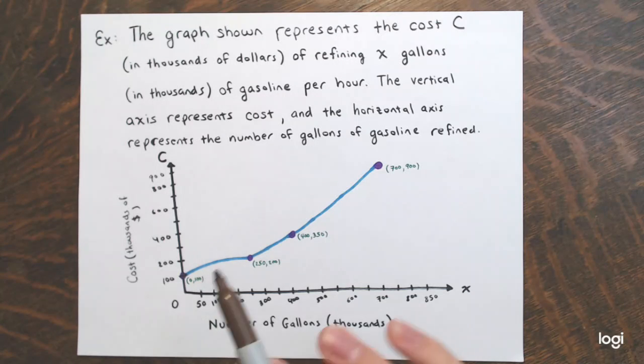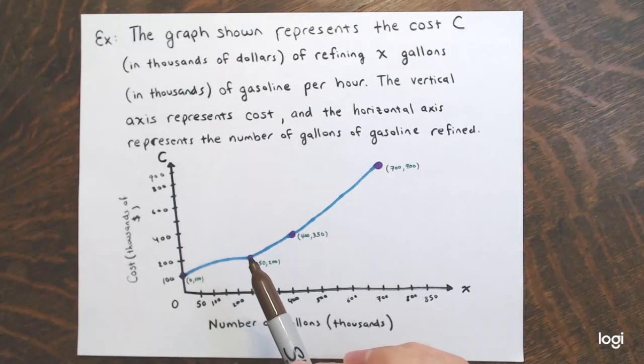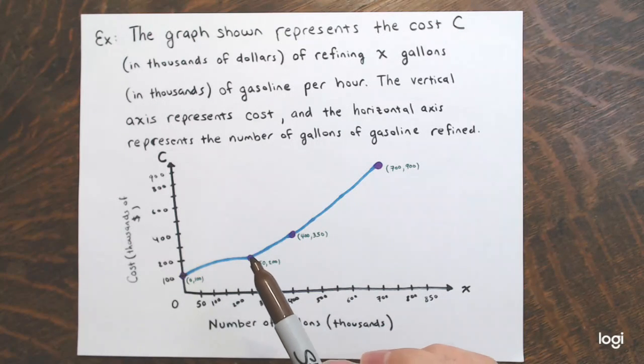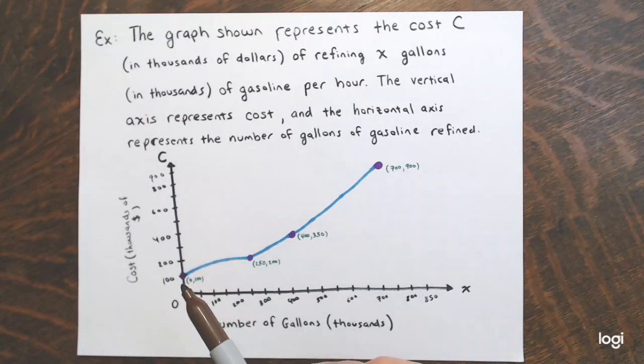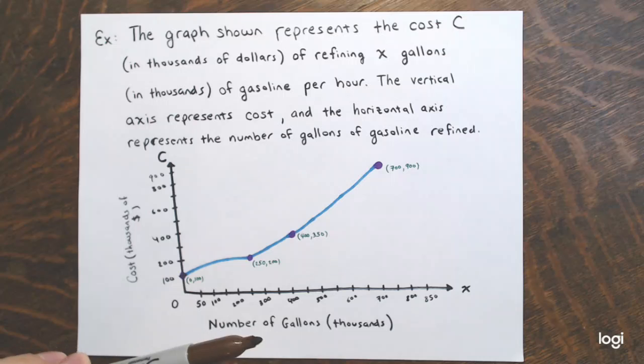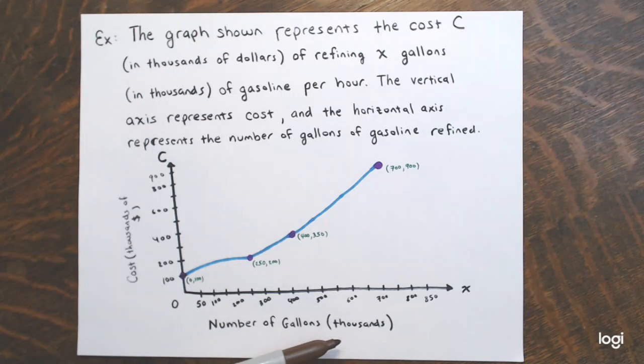Great. And what I've got here is a little light blue graph with some special points marked off in purple. This is the graph of the relationship between the number of gallons of gasoline refined in an hour and the cost of refining those gallons of gasoline. And again, the number of gallons is in thousands, cost is in thousands of dollars. Alrighty, so let's take a look at this. This is what a good graph should look like.